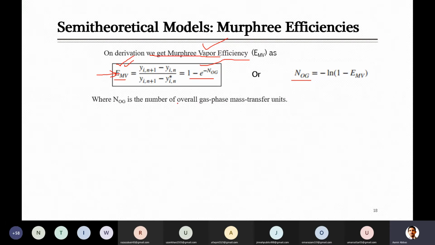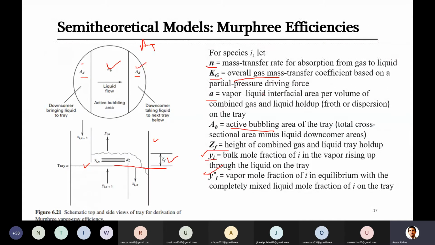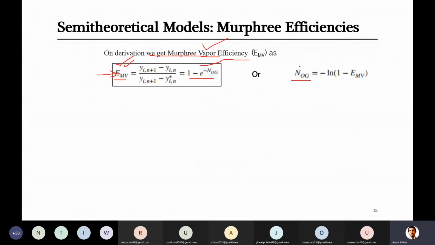The third part, NOG, we call the number of overall gas phase mass transfer units. I hope you already studied these things, as well as the overall gas phase mass transfer coefficient, when you studied mass transfer fundamentals. Hopefully you are aware of these terminologies, but if not, kindly revise them. So that is rearranged to something like ln of 1 minus EMV. This means if we can find the number of gas transfer units, which is based on kg, kl and those things, it can be calculated most of the time, and when you can calculate it, you can find the efficiency of the tray.